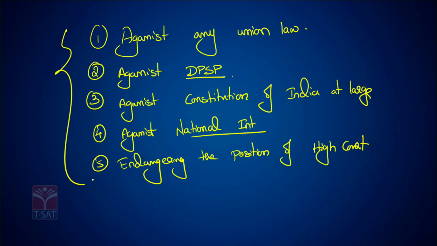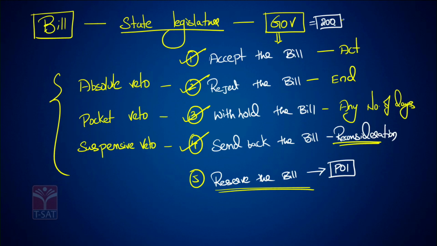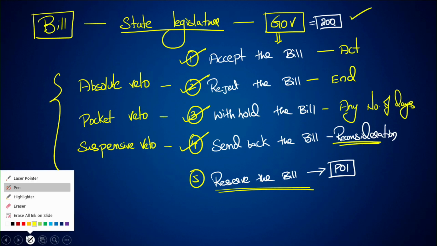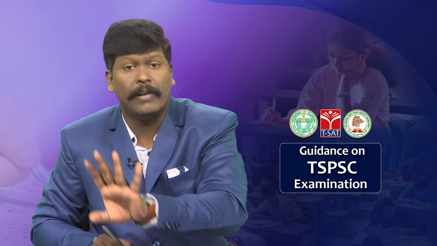So these are the 5 circumstances where the governor has the authority to reserve the bill to the President of India. This is as per Article 200. But there is also one more reason why the governor can reserve financial bills and money bills of the state legislature to the President of India. That is as per Article 360 of the Constitution.